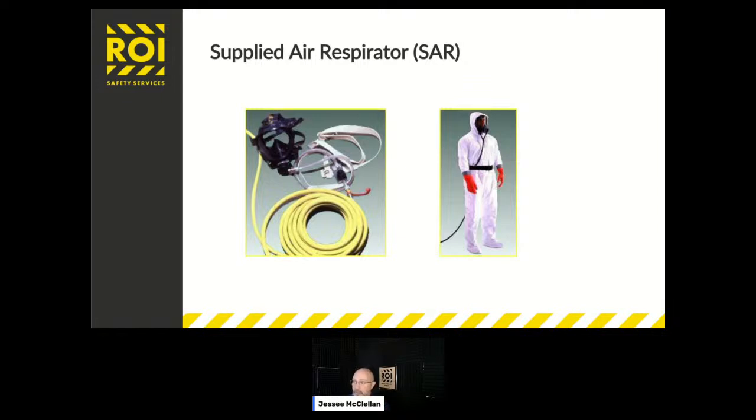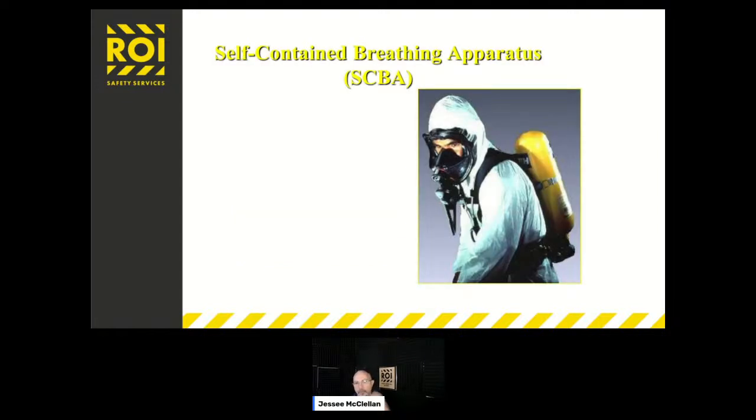If you don't have all the facts and you're going to go into a tank or any kind of other confined space, it's always best to use supplied air with an air monitor. And that air monitor should be constantly reading the oxygen level and other known gases that you may have in there. So this is ideal for unknown situations. And then you have an SCBA.